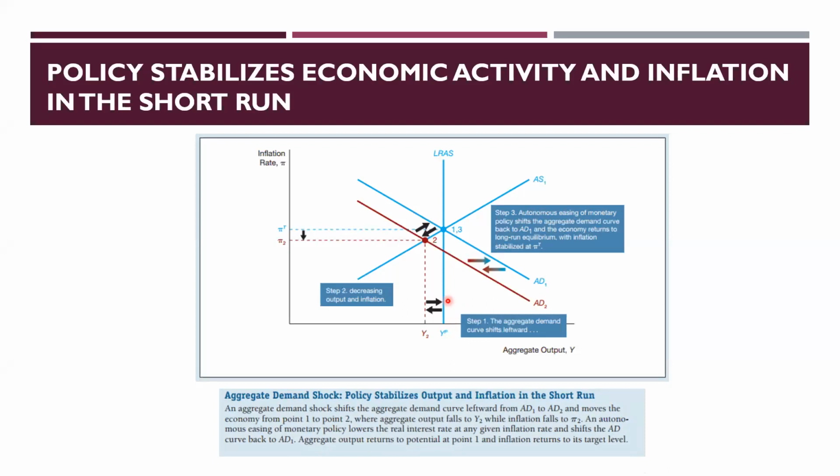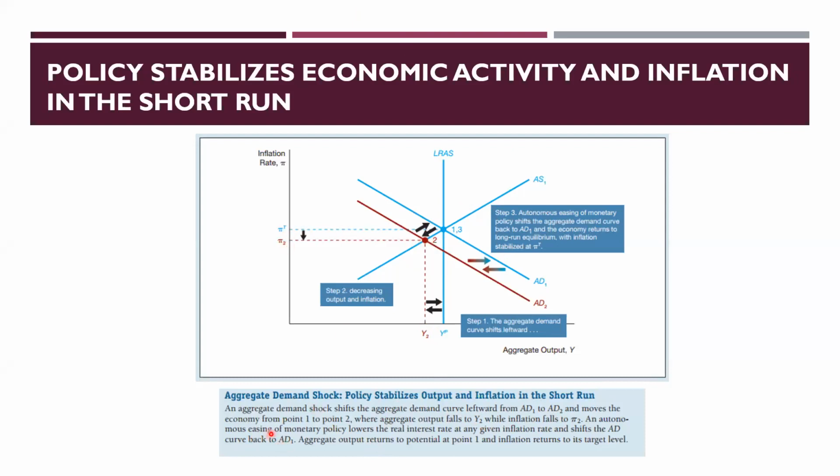So an aggregate demand shock with policy stabilizes output and inflation in the short run. We are simply saying here, an aggregate demand shock shifts the aggregate demand curve leftward from AD1 to AD2 and moves the economy from point 1 to point 2. You can also see from point 1 to point 2, aggregate output falls to Y2 and inflation falls from pi t to pi 2.